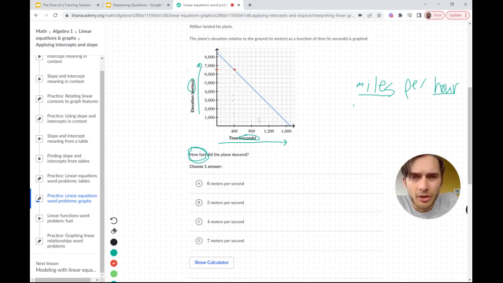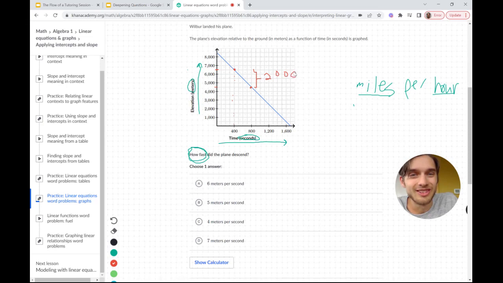We can say, okay, now what about at 800 seconds? Then they go, well, it's at 4,500. And so you can say, what's the difference between those elevations? How much elevation did the plane descend between those two times? Oh, I guess it looks like 2,000, right? And as you're talking through things, you can put their noticings on here. All right, so 2,000.